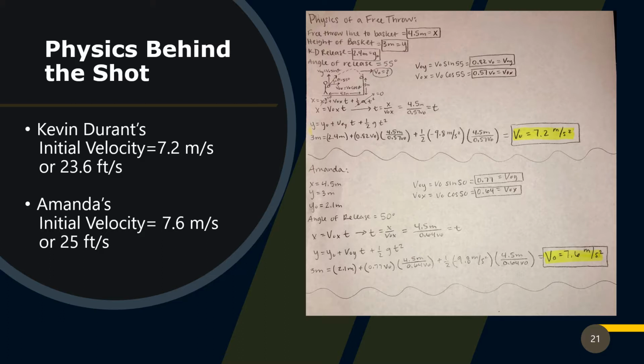And then for Amanda, her release height was 2.1 meters, which is about 6 feet 8 inches. And then we also had to factor in their angle of release, which for KD was 55 degrees and for Amanda was 50 degrees. Once we plugged all these factors into the equation, KD's initial velocity was 7.2 meters per second, which is 23.6 feet per second, and Amanda's initial velocity was 7.6 meters per second, which is about 25 feet per second.